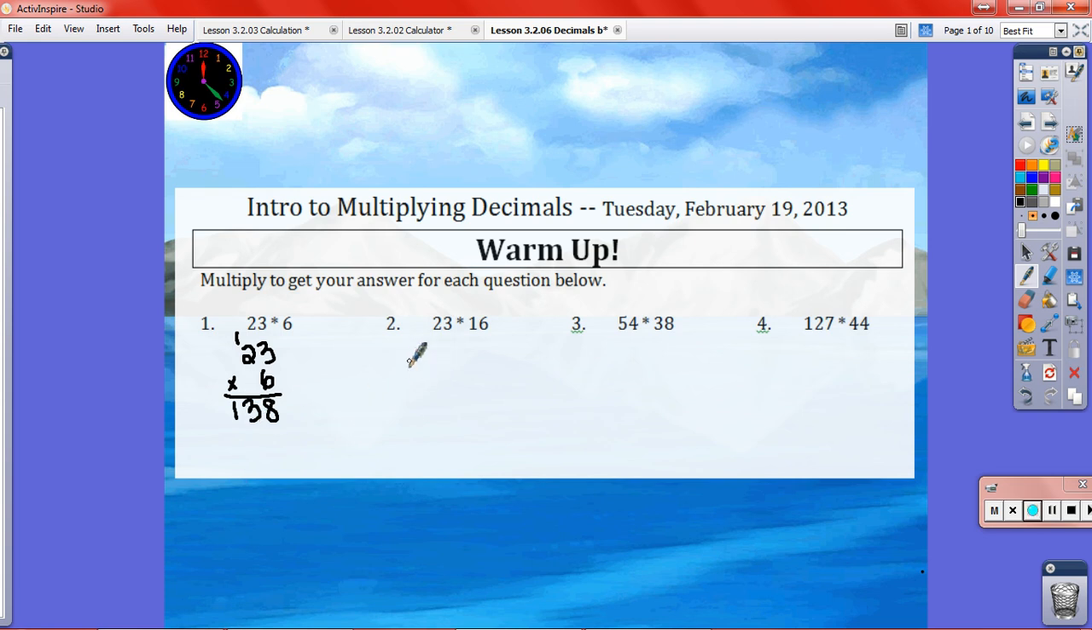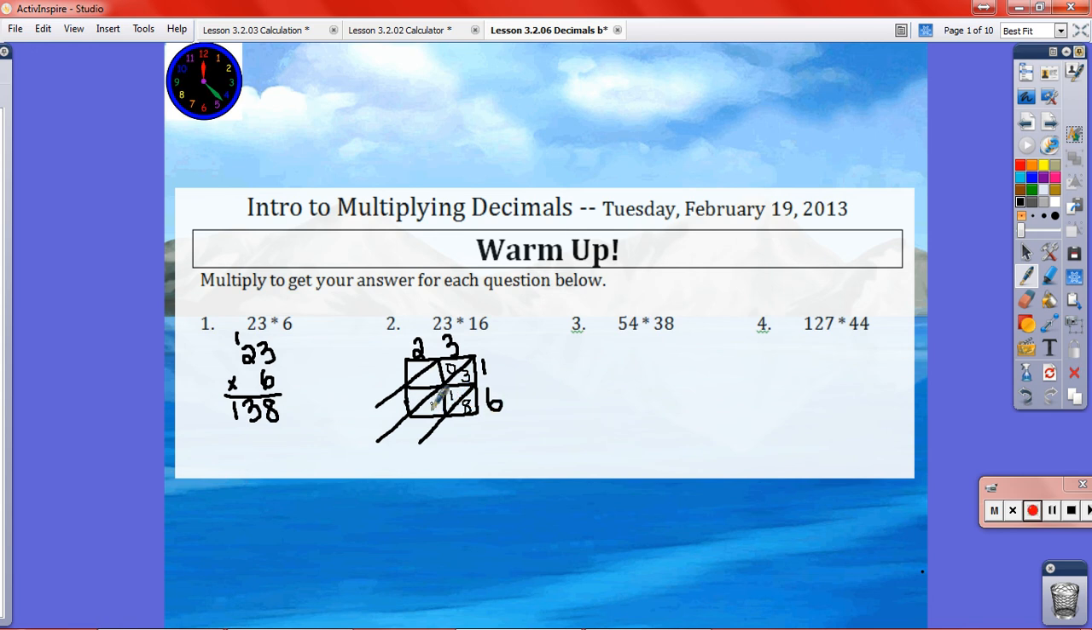I could also do lattice. A lot of kids are comfortable with lattice. For lattice, we make this box with a box for each digit across and each digit down. 23 times 16. And then we add these diagonal lines to separate out our place values. Then we multiply. I'm going to make my pen smaller. 3 times 1 is 3, so that's 3 ones and no tens. 3 times 6 is 18, so that's 8 ones and 1 ten.